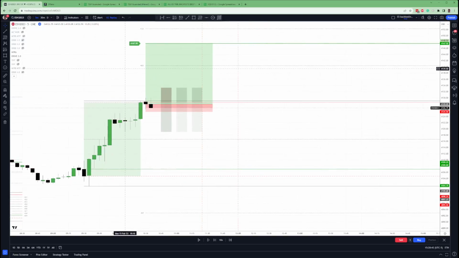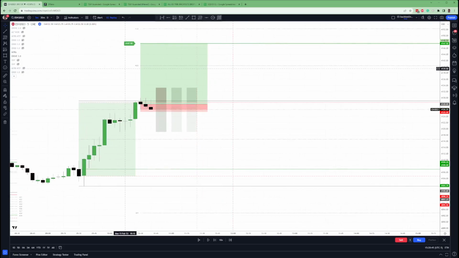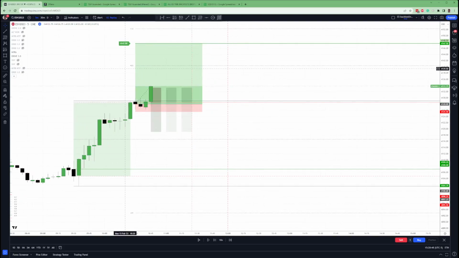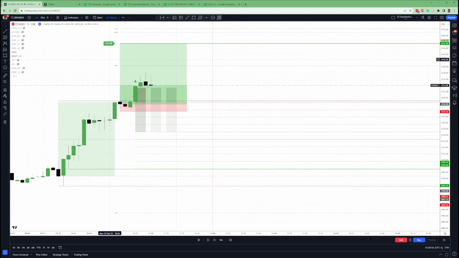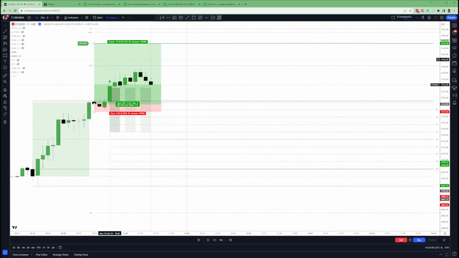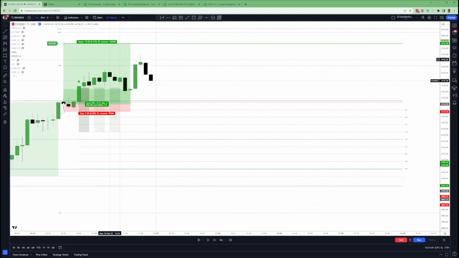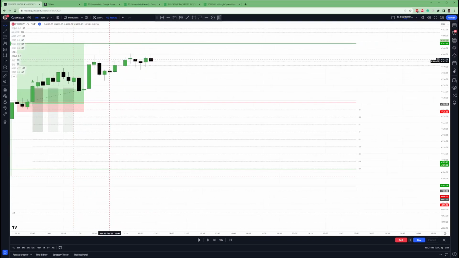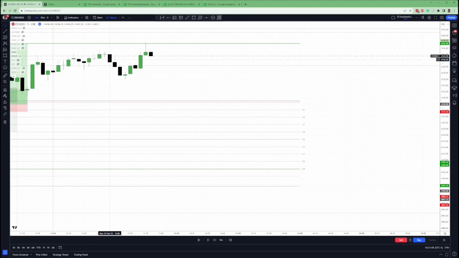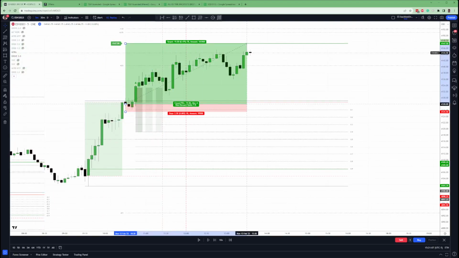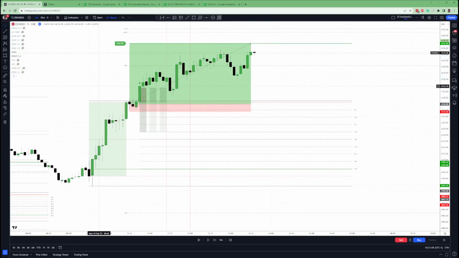Okay, so I'm going to take this trade and let's see what happens. Is that BE already? Yeah, that's BE. Yeah, and it reached our target again for a 7.8R.